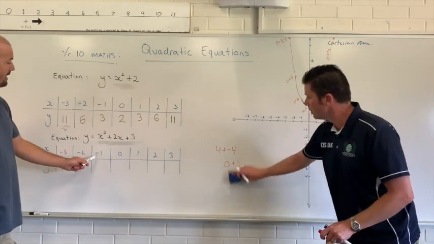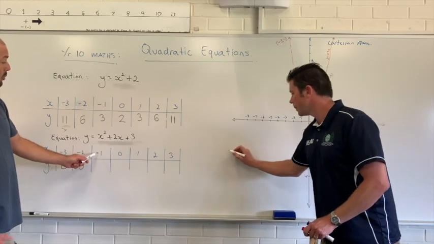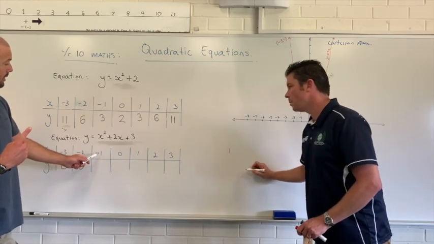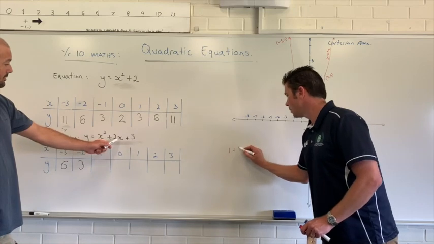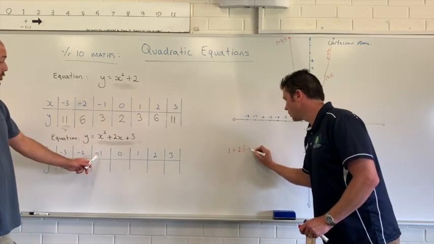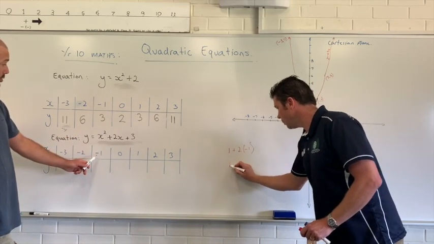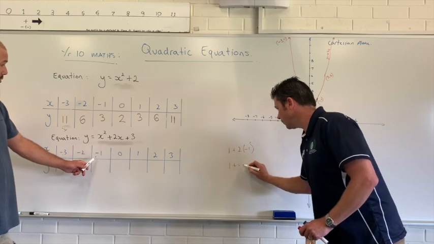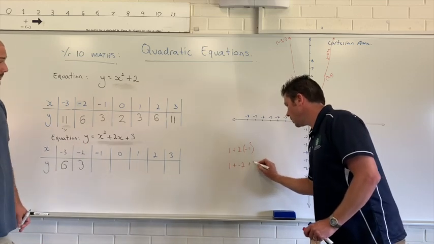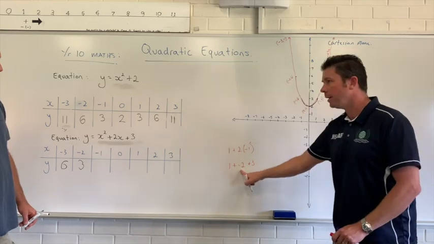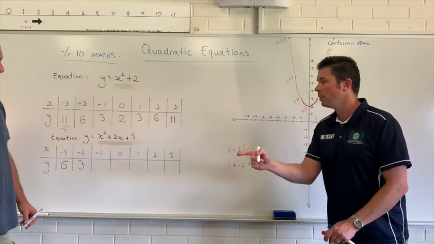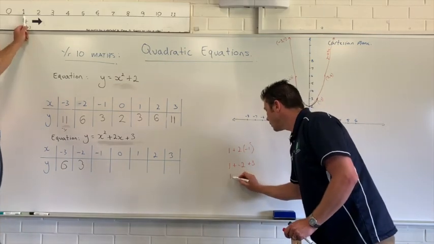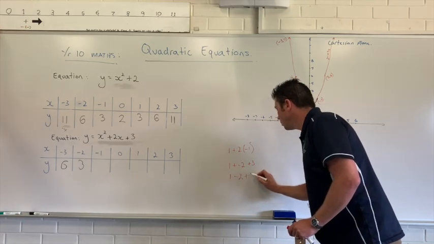We'll do the next one. Negative 1 squared is 1. Now plus 2 times negative 1, which would be negative 2. So it'll be 1 plus negative 2 plus 3. Plus negative 2 is a takeaway. So 1, then we go back 2, then plus 3.